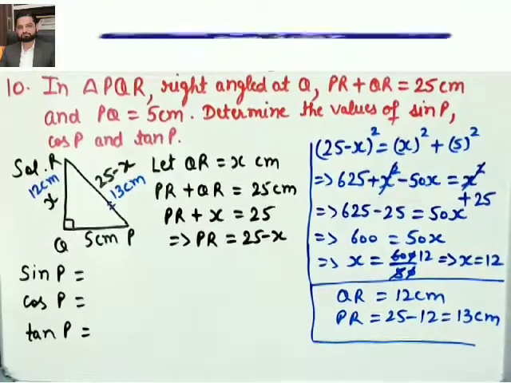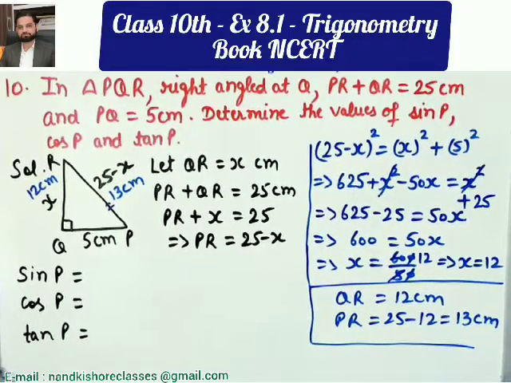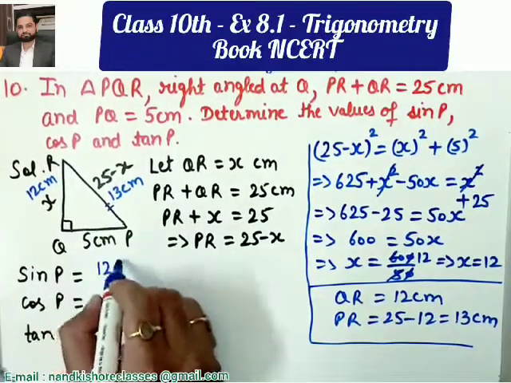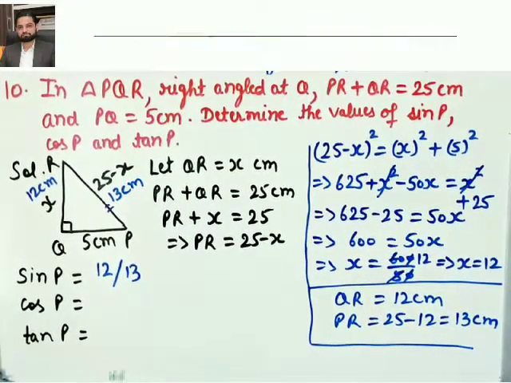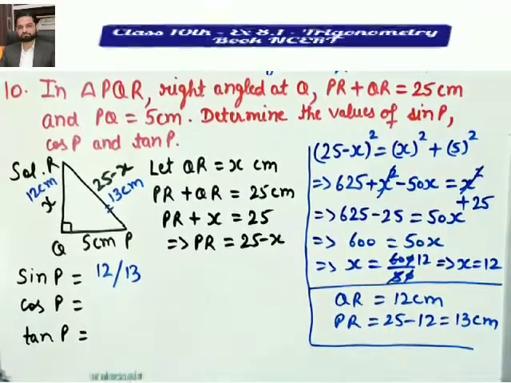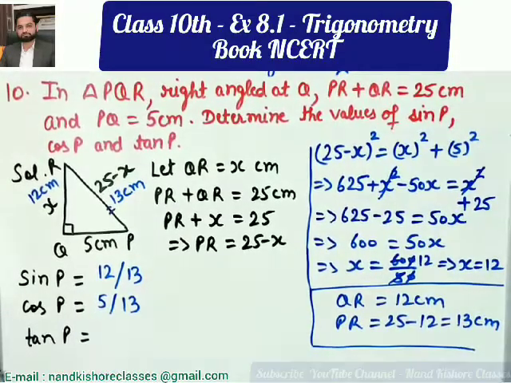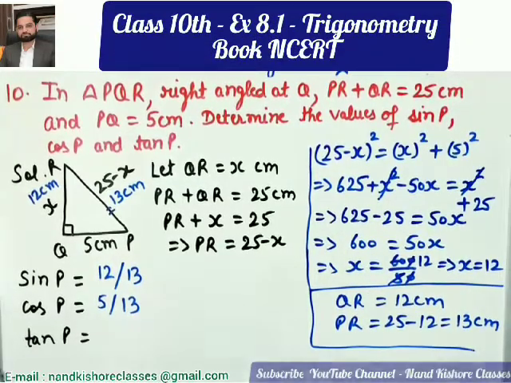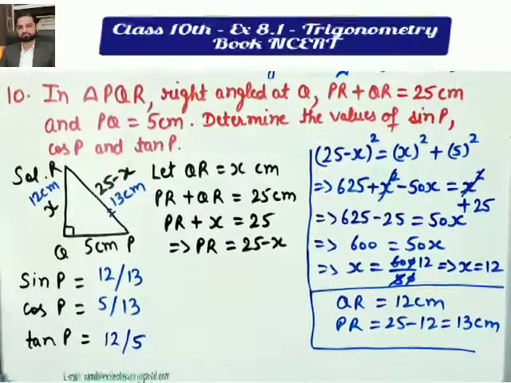And when angle P is used, what will it be? Sine means perpendicular upon hypotenuse, right? So its answer will be, what is perpendicular? It's 12. Hypotenuse is 13. So the answer will be 12 by 13. Cos P. Cos P means base upon hypotenuse. What is base here? 5. And hypotenuse is 13. So its answer will be 5 by 13. And last is tangent P. Tangent means perpendicular upon base. What is perpendicular? Perpendicular is 12 and base is 5. So its answer is 12 by 5.